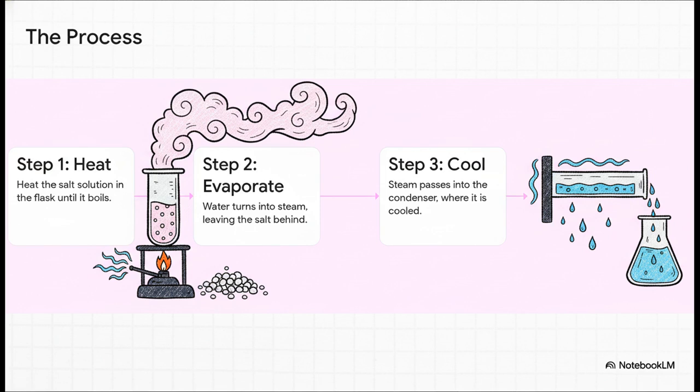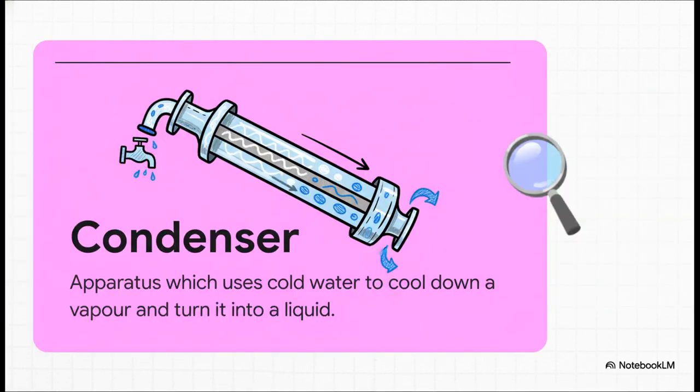Then that pure steam travels into the condenser, which is really cold. And finally, the cold makes the steam turn back into drops of pure liquid water, which we can just collect in our beaker. So this condenser is the really clever bit. It's basically a tube for the steam that's surrounded by a bigger tube or a jacket that has cold tap water constantly flowing through it. This super cold surface is what makes the hot steam instantly turn back into a liquid.